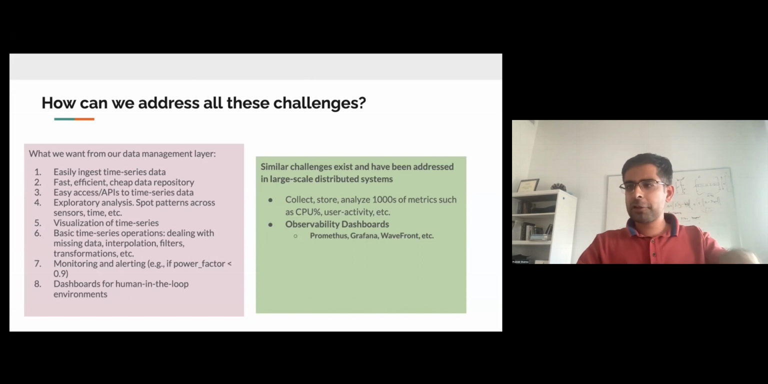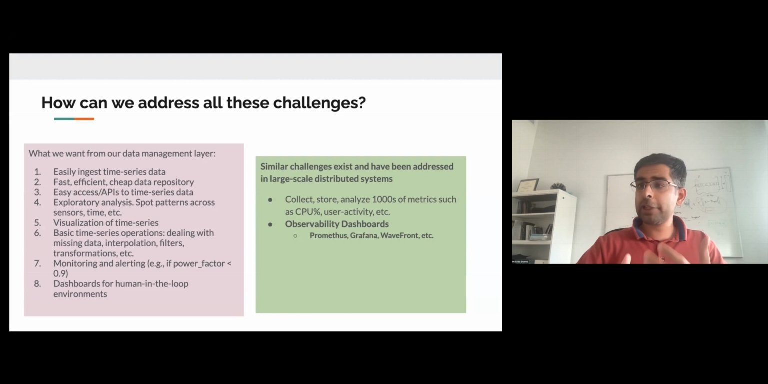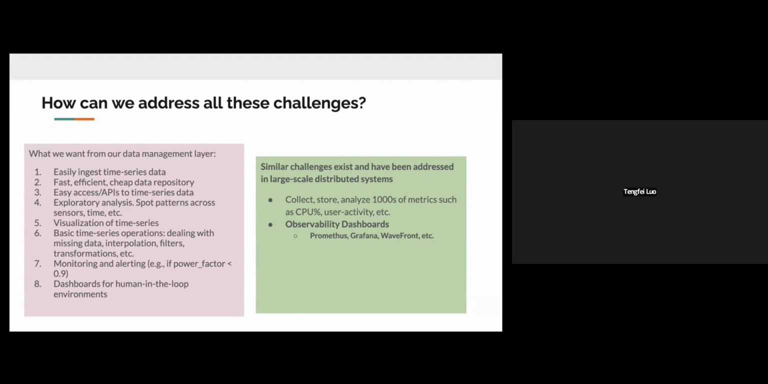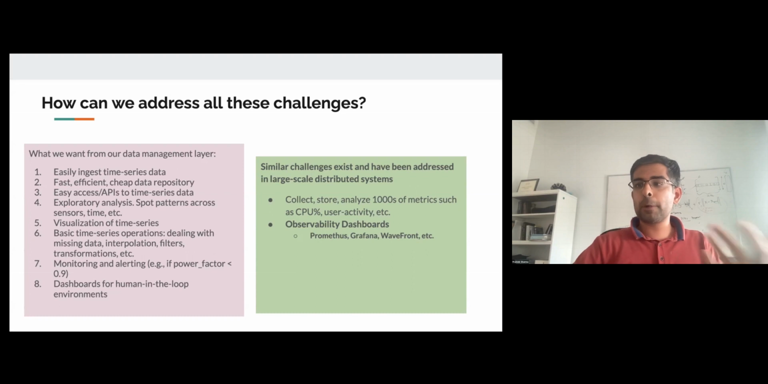Okay, so on the left are the challenges again, and the question is, how can we address all these challenges in an easy manner, right? I claim that these challenges exist and have been addressed in my area of work, which is large-scale distributed systems. Large services like those running on internet websites run on hundreds of servers, and for each server, you need to record and upload performance and reliability metrics and store them somewhere, right?